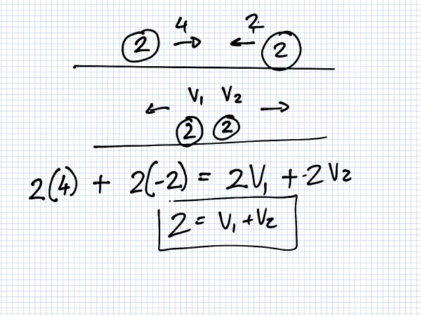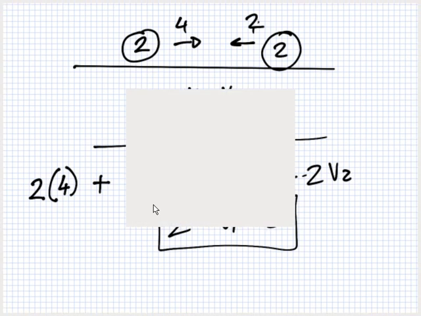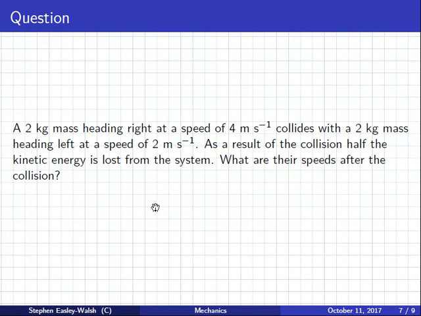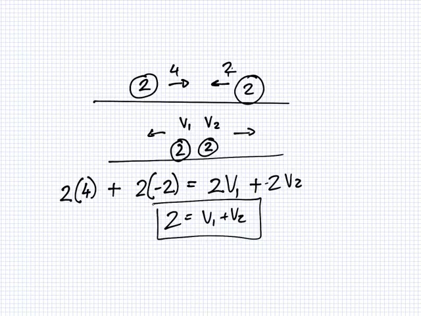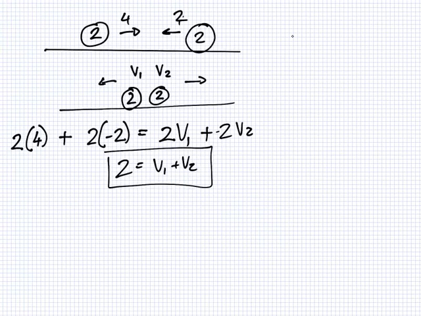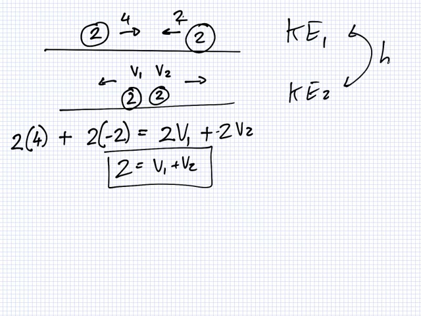Now, why is this a problem? Well, I don't have enough, do I? I can't know, that's it. There's another equation we can make. I say half the kinetic energy is lost. This can be used to form another equation. Let's say the kinetic energy here is KE1 and here is KE2. What equation can I make from these if I tell you half is lost?